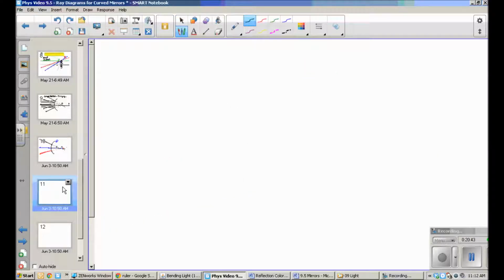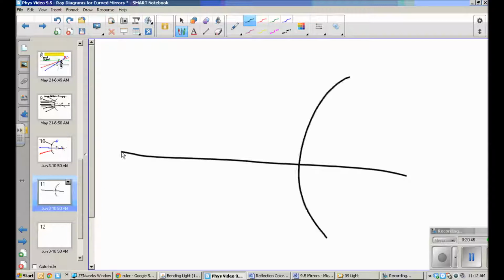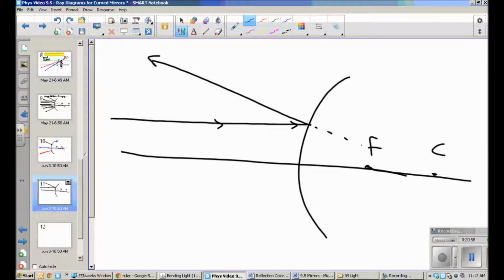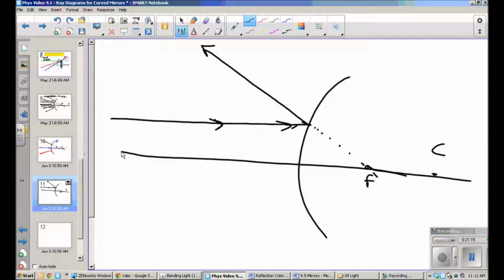Rule number 2 says if you've got a beam of light that's parallel to the primary axis, it reflects not through the focal point, but away from the focal point. I apologize, I misspoke earlier. So your beam goes in, and instead of coming this way through the focal point, it doesn't do this, it does this. Again, it's the extension that passes through the focal point.